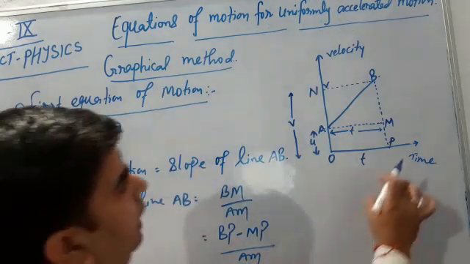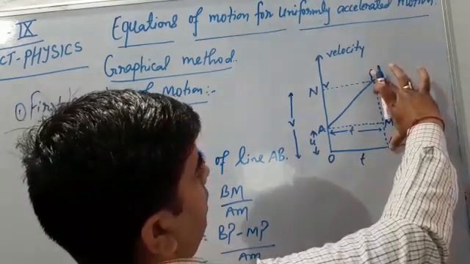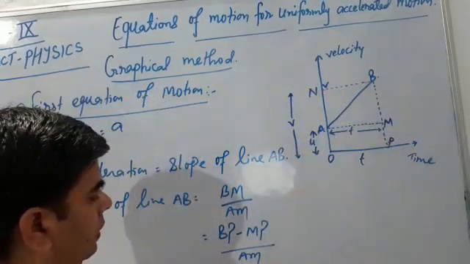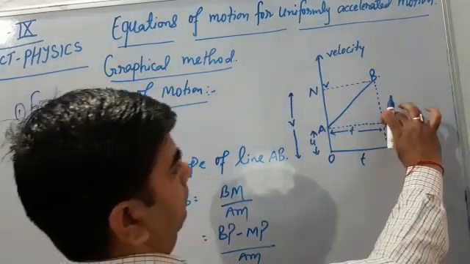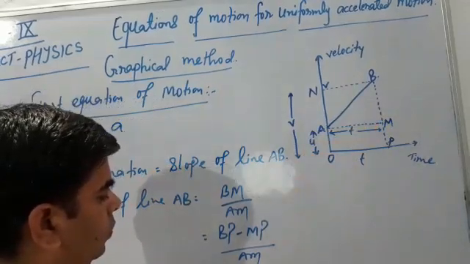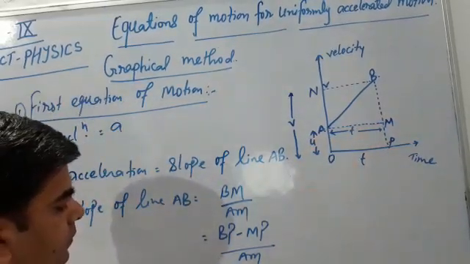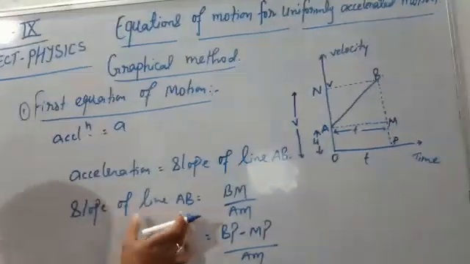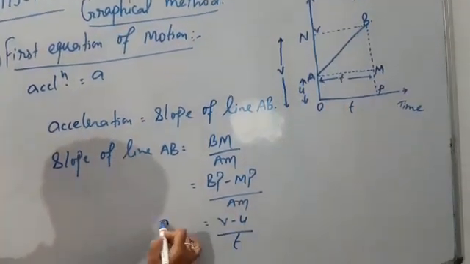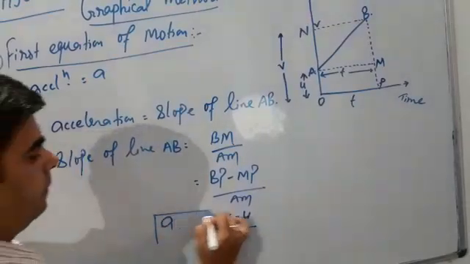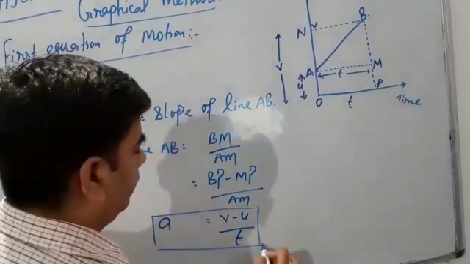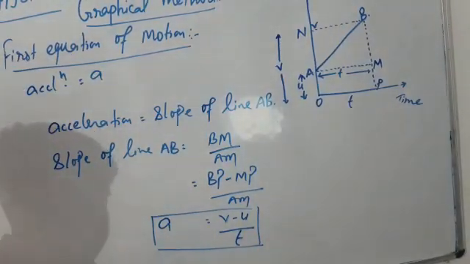Now here BP is V, minus MP is U, and AM is T. And the slope of the line is acceleration. So A is equal to V minus U by T.